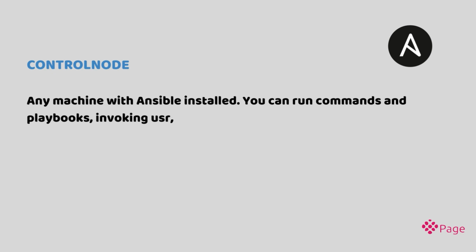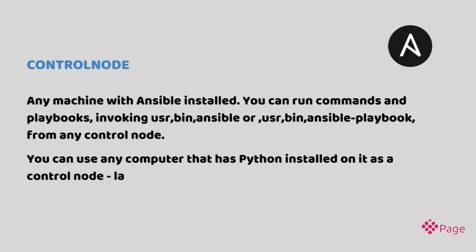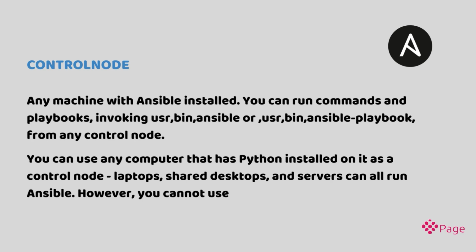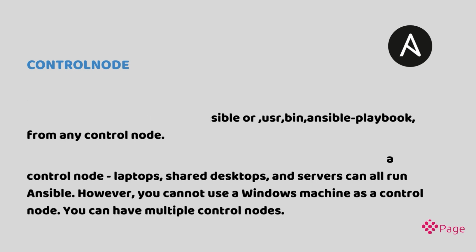Control node. Any machine with Ansible installed. You can run commands and playbooks, invoking /usr/bin/ansible or /usr/bin/ansible-playbook, from any control node. You can use any computer that has Python installed on it as a control node. Laptops, shared desktops, and servers can all run Ansible. However, you cannot use a Windows machine as a control node. You can have multiple control nodes.